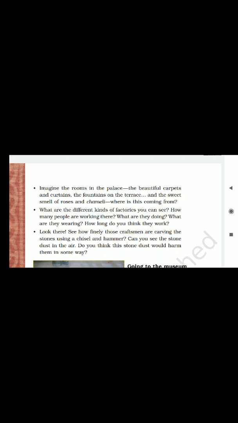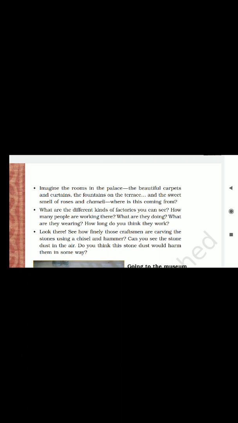What are the different kinds of factories? You can see how many people are working there. What are they doing? What are they wearing? How long do you think they work? So when you compare the nature of living and the nature of work with modern days, we can imagine that there is a big difference.